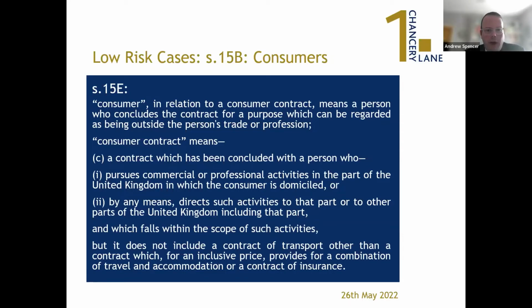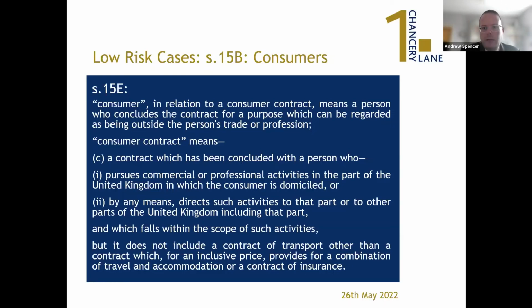Then consumer contract, it's to do with the other party to the contract. Do they pursue commercial or professional activities in the parts of the UK where the consumer is domiciled? Or do they, by any means, direct such activities to parts of the United Kingdom, including the part where the claimant lives? And as you can see there, there's an exclusion at the bottom. It doesn't include a contract of transport other than a package contract.